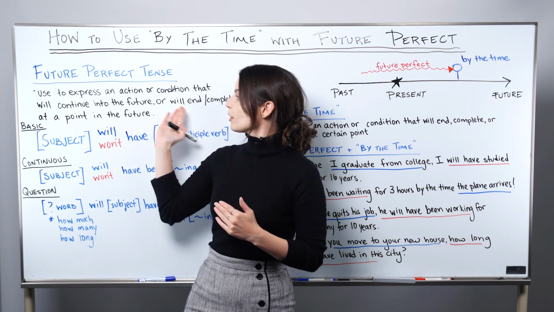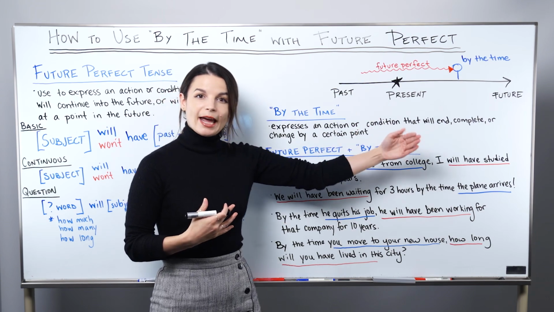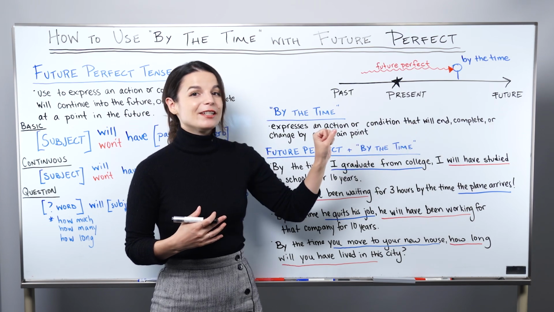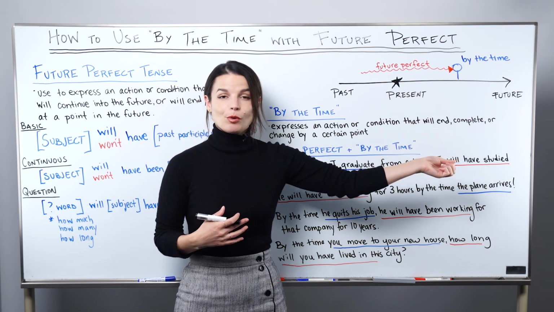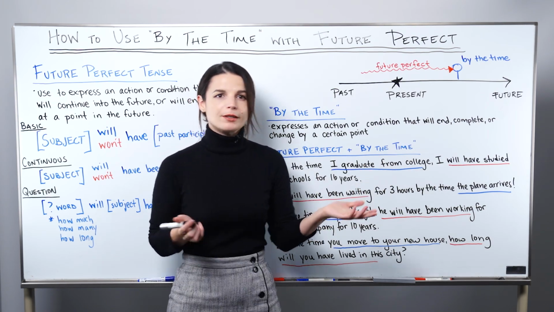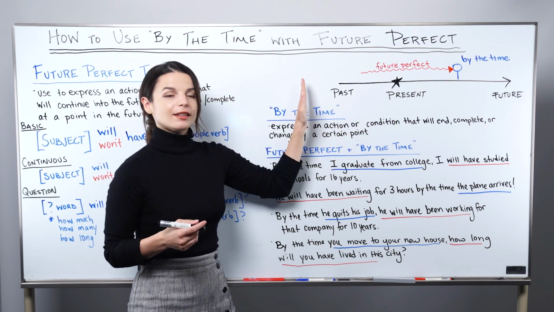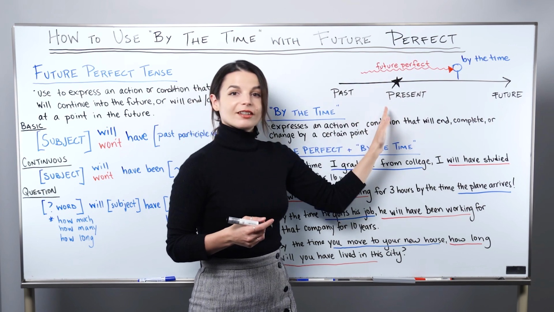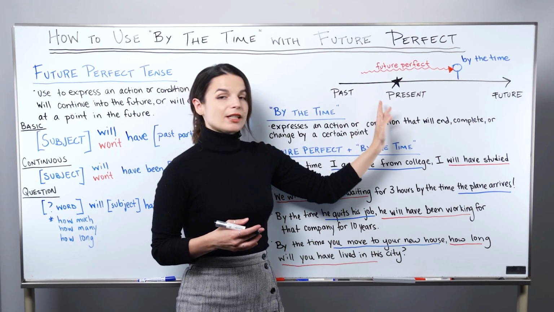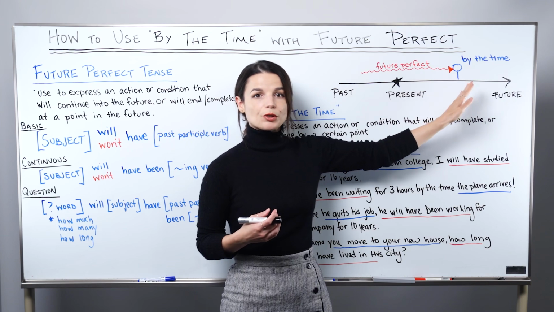Reminder, we use future perfect tense to talk about an action that we expect is going to end at some point in the future or is going to continue into the future and maybe continue after a certain point in the future. So what does this look like with by the time and why is it important? Let's take a look at this timeline here. So we have the past here, present is here, this star, and the future is here in this direction. So for today's grammar, we're looking at this point here. We're focusing on the future.